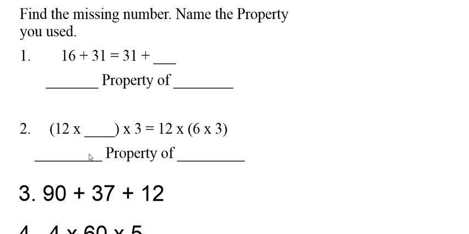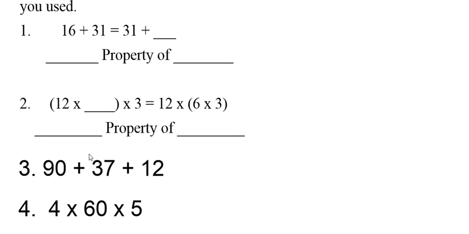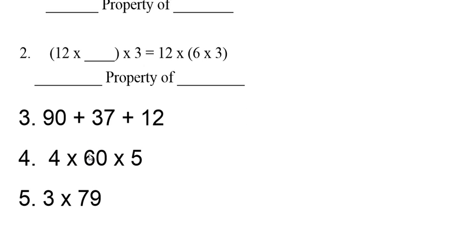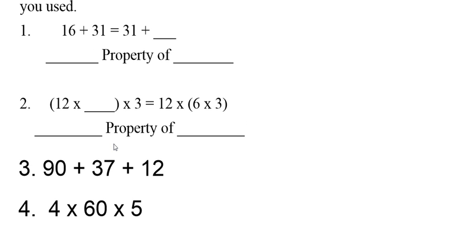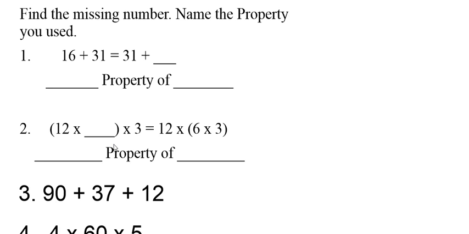Complete these practice problems in your journal. For 1 and 2, find the missing number and name the property you use. For 3, 4, and 5, you're going to apply one of the properties to these problems and also list what property you applied. Don't forget to let us know that you have watched the video on Edmodo. Complete your list, and don't forget to hit the turn in button.